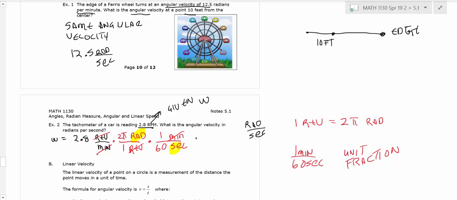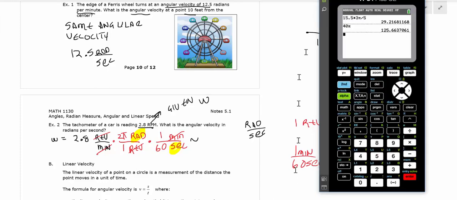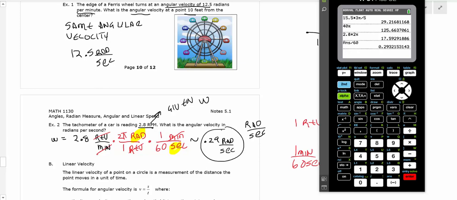Now we're ready to get our calculator out, and I'm just going to multiply straight across to begin with. I'll have 2.8 times 2 pi, and on this one I'm going to choose the decimal route. Then divide by 60, since the bottom is 60 when you multiply that out. That would be, using 2 decimals, about 0.29 radians per second. So that's what the tachometer means: 2.8 revolutions per minute is the same thing as 0.29 radians per second.